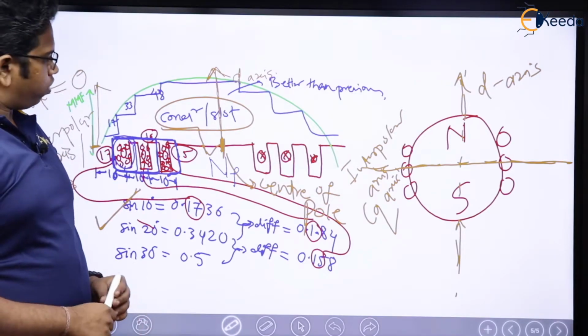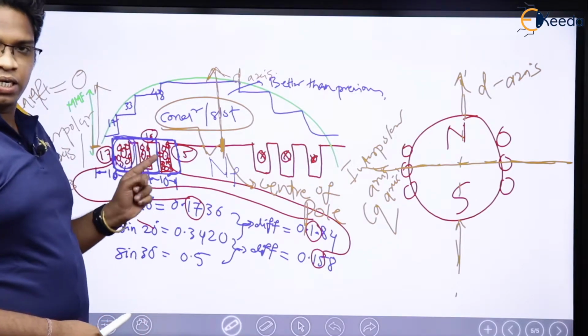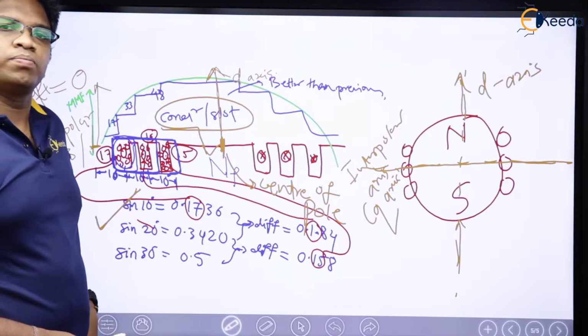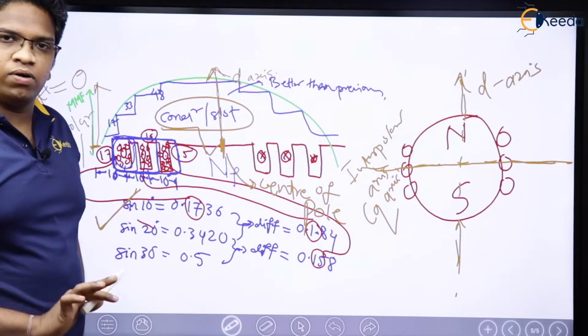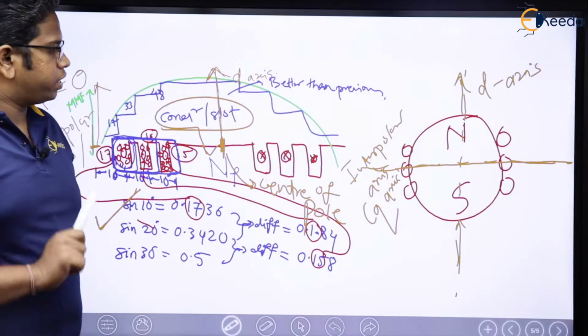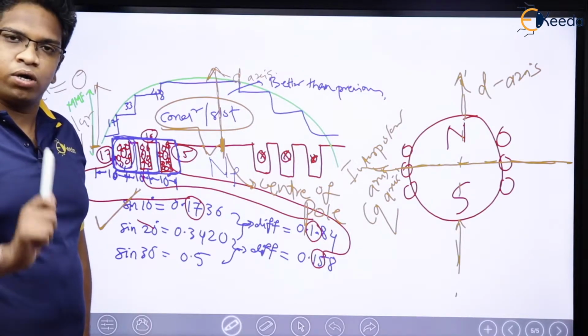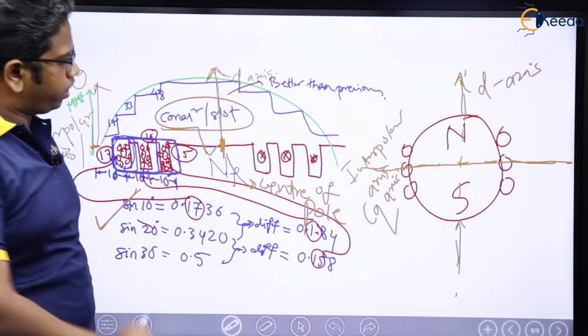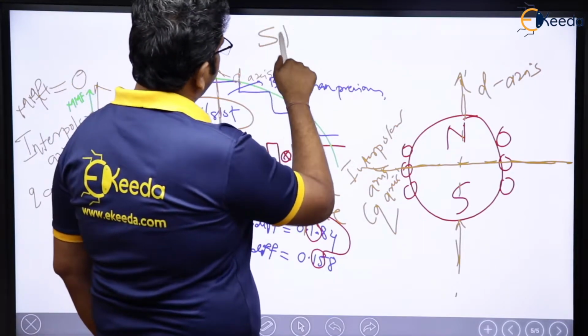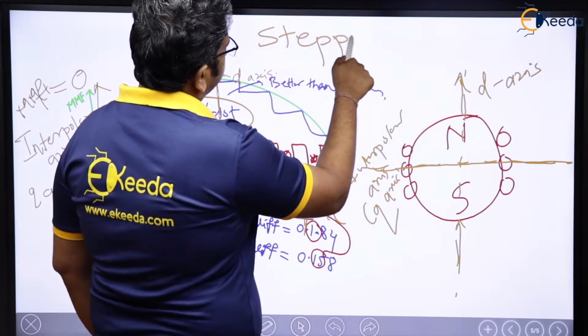Now, is this particular wave sinusoidal? No. We have tried our level best to make it sinusoidal, but it is not becoming sinusoidal. What waveform we have here is nothing but a stepped waveform at the end. We are all getting a stepped waveform.